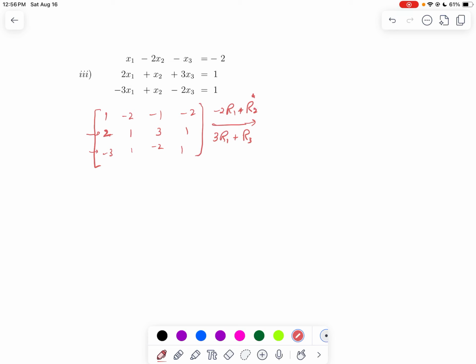Sorry, this was 2, right? In this case, we multiplied the first row by negative 2 and then added into row 2. And now we are multiplying the first row by 3 and adding into row 3, and row 3 is the one which is going to change. So you can see from here, row 2 is changing, and from here, row 3 is changing. What about row 1? It will stay as it is.